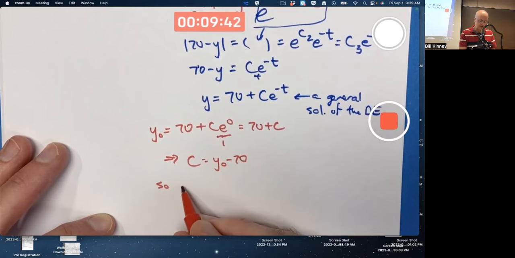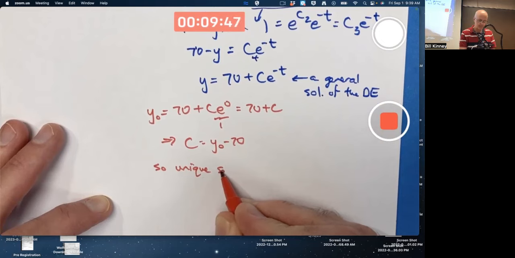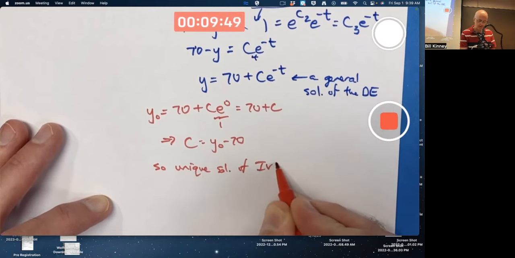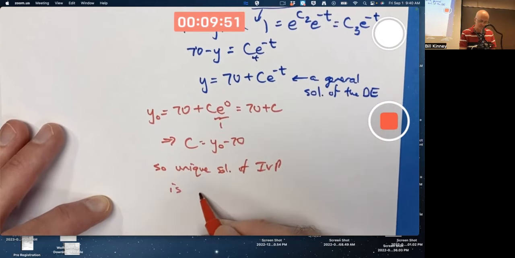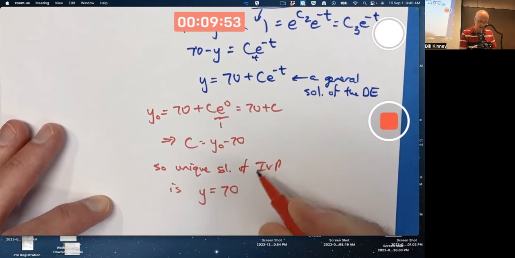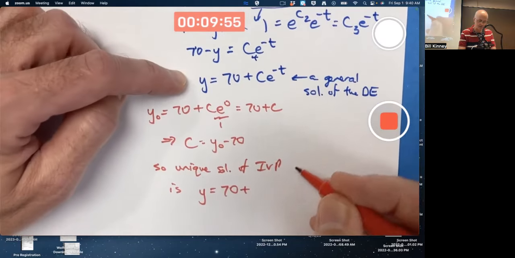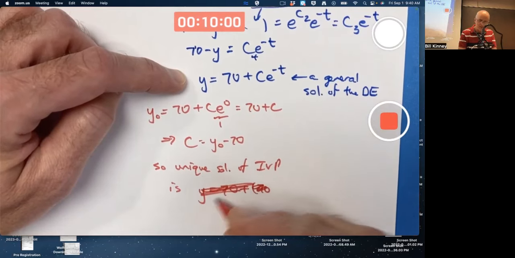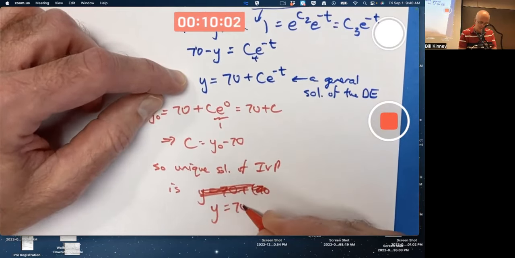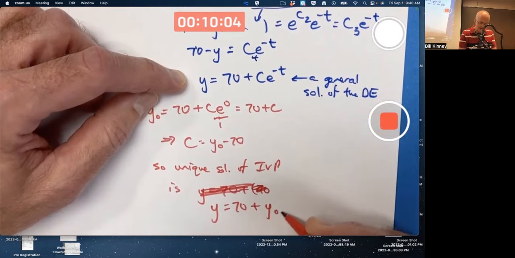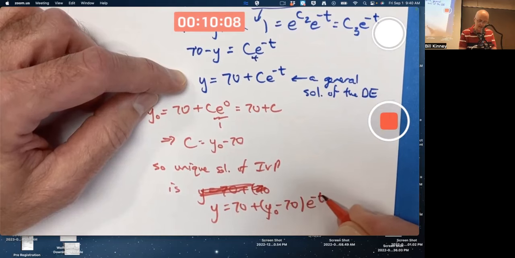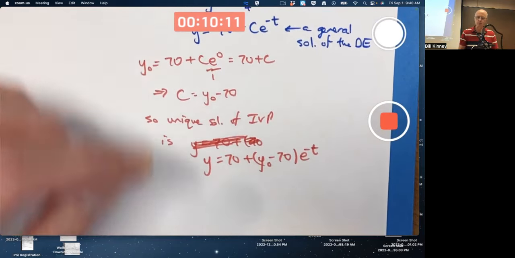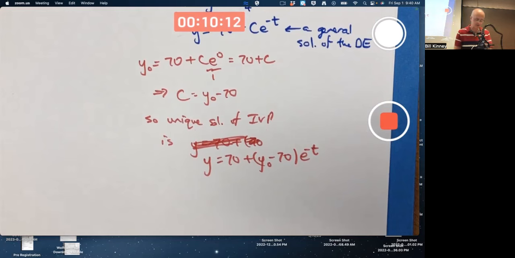So the unique solution of the initial value problem is y equals 70 plus, looking here and replacing C with... oh, sorry. Replacing C with y naught minus 70 using parentheses times e to the negative t. That's my unique solution of the initial value problem. That's the answer.